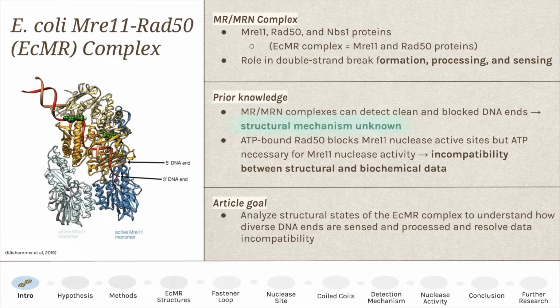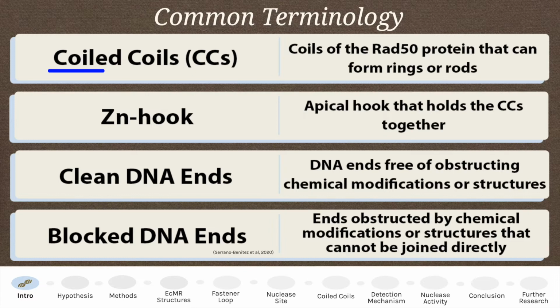Additionally, although ATP is necessary for Mre11 nuclease activity, ATP-bound Rad50 blocks Mre11's nuclease active sites. Researchers aim to use cryo-EM techniques to resolve this data incompatibility and to propose how diverse ends are sensed and processed by ECMR. Rad50 has two coiled coils, also known as CCs, that can form ring and rod structures and are joined together by a zinc hook.